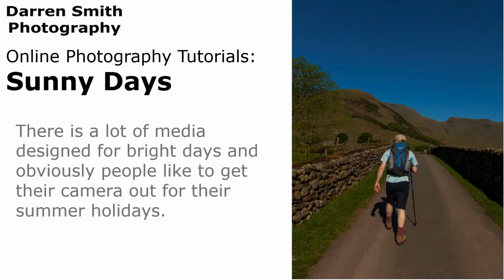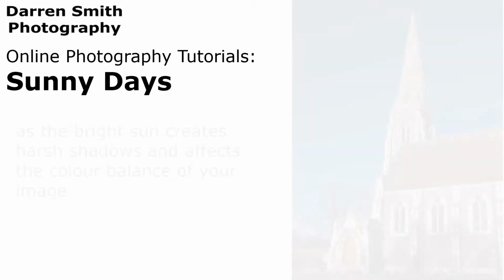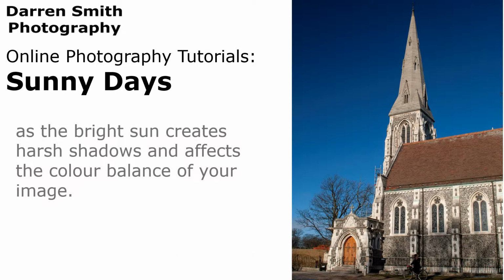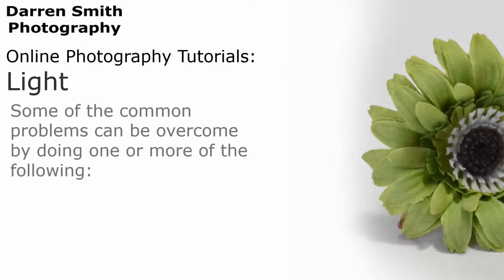There is also a lot of media designed for bright days, and obviously people like to get their camera out for their summer holidays. However, this is not the best light in which to take photographs, as the bright sun creates harsh shadows and affects the colour balance of your image. If you are able to make adjustments to your camera and work around the light, you can balance most of the problems out during composition of your photo. Some of the more common problems you may encounter can be overcome by one or more of the following.